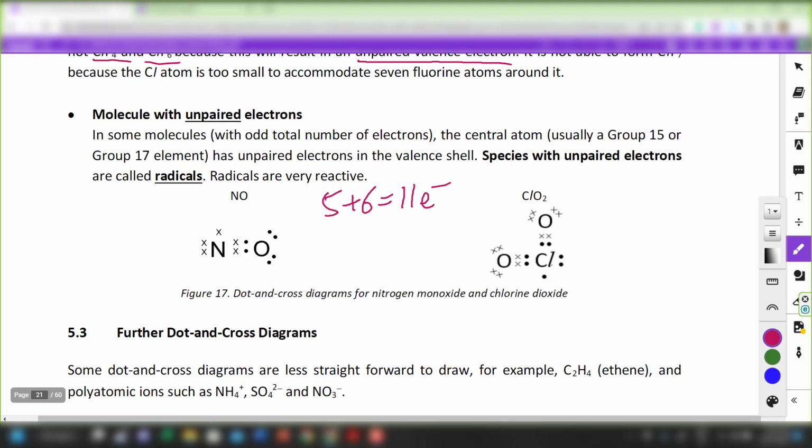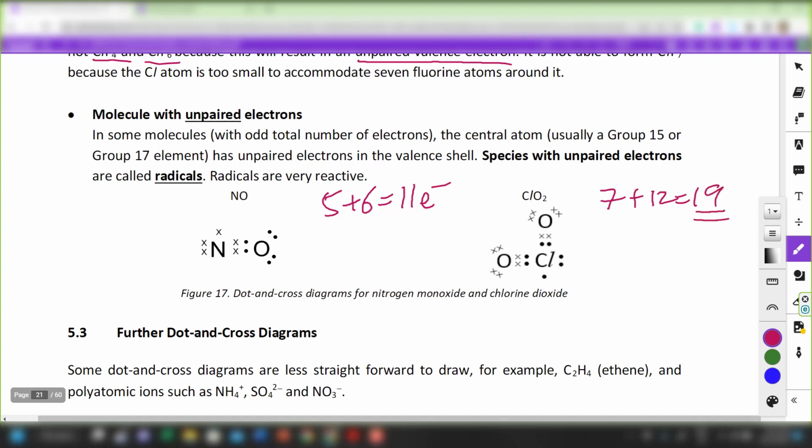Then for ClO2 it's the same story. If you try to just pair them up, you notice that the total number of electrons around chlorine is 7. Then I have 2 oxygens over here, so 2 times 6 is 12. So 7 plus 12 is equal to 19. So this is an odd number.